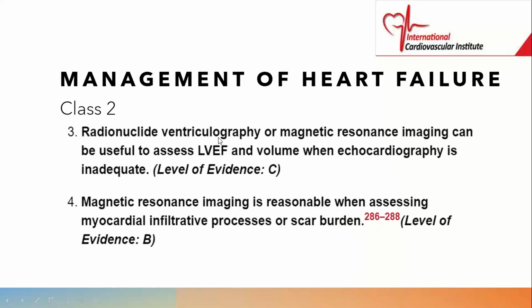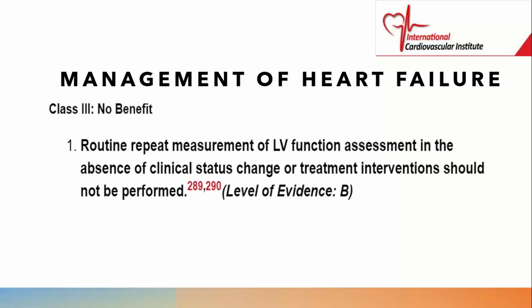Your radionuclide ventriculography or magnetic resonance imaging: if your echo cannot give you adequate information in terms of ejection fraction, you may want to refer to one of these studies, the radionuclide ventriculography or the MRI. They're very good. And your MRI, if you suspect myocarditis, then this is the test to get. If you suspect sarcoidosis, then this is the test to get. So the other imaging modality depends on what your suspicions are.